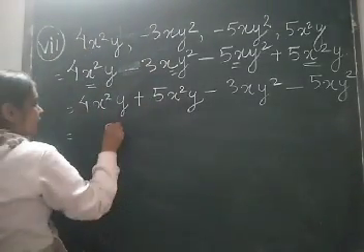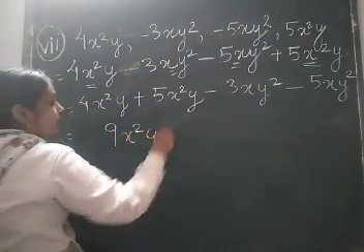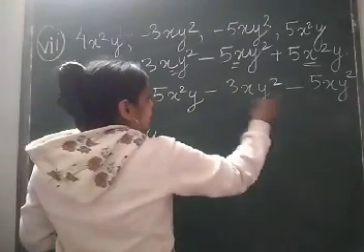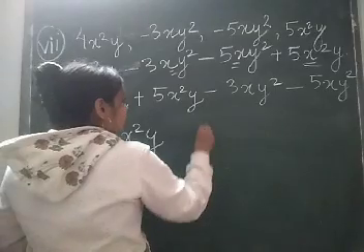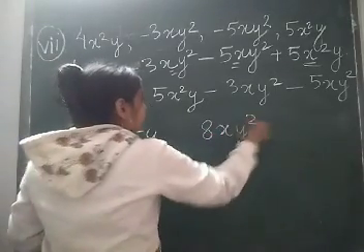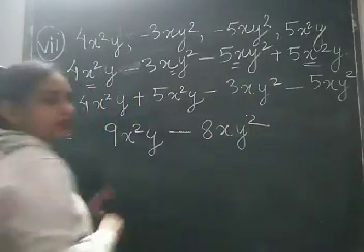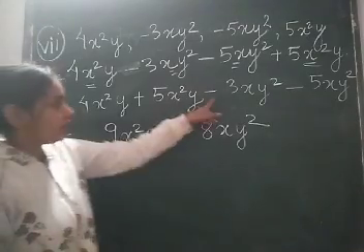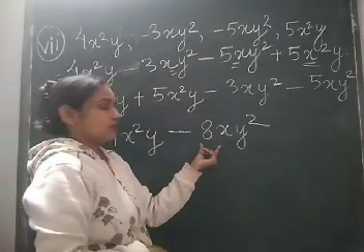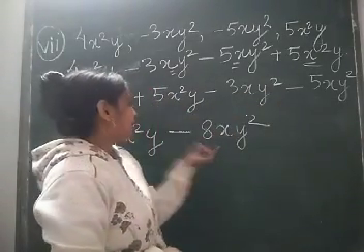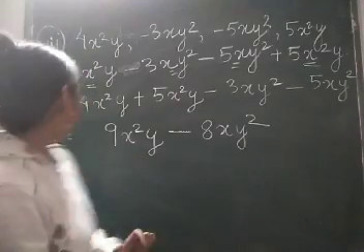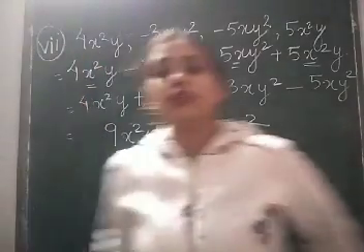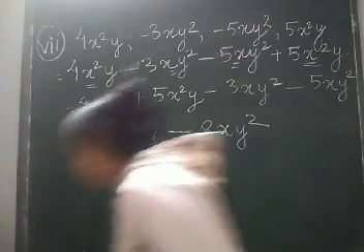4 plus 5 gives us 9 x square y, and minus minus becomes plus. So 5 plus 3 gives us 8 xy square. Minus minus remains minus only, since both the terms are negative, so your answer is also negative. So 9x square y minus 8xy square is your answer for the seventh question. Okay, children.